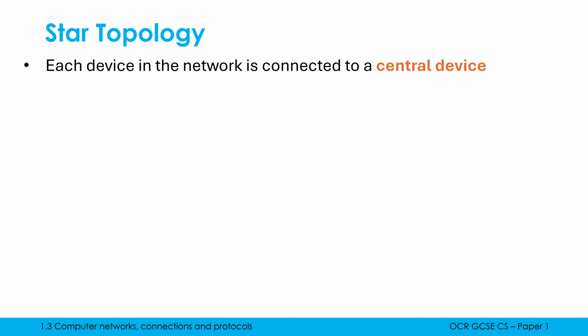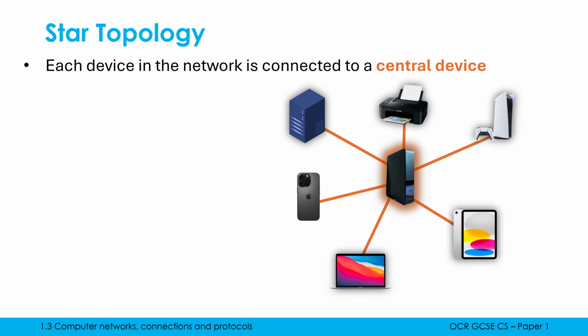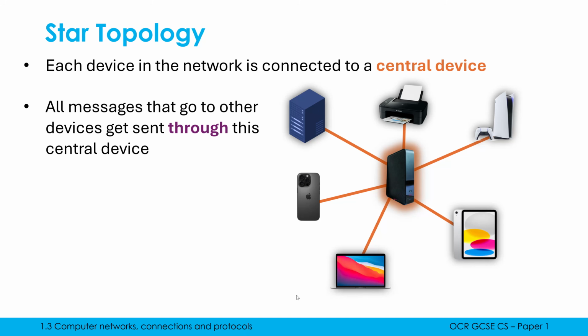So in the star topology, in this arrangement, each device in the network is connected to a central device. So this could be our network. We've got a router, say, as our central device, and every other device in our home, for example, is connected to that router, either by wires or wirelessly. And all messages that go to the other devices have to get sent through this central device, right? If I'm wanting to print something from my laptop, the print request goes via the router, then it goes to the printer. So it's all going directly through the central device.